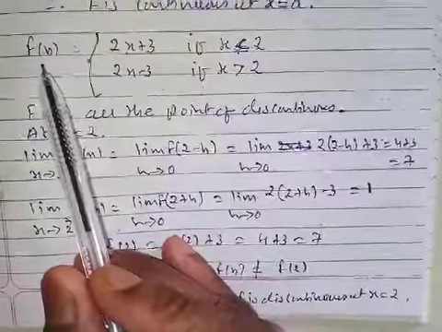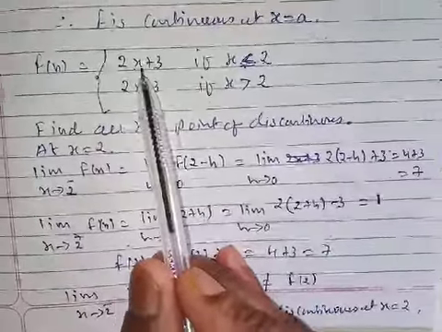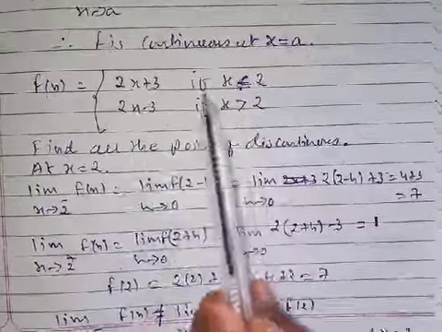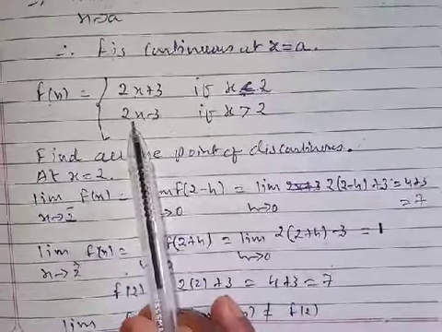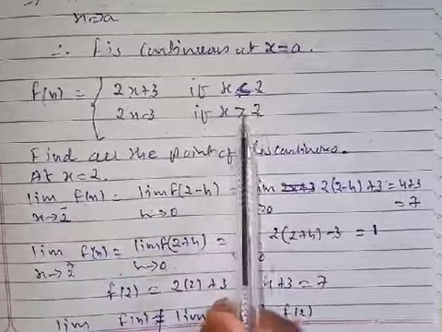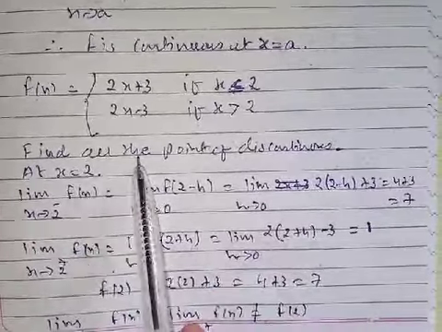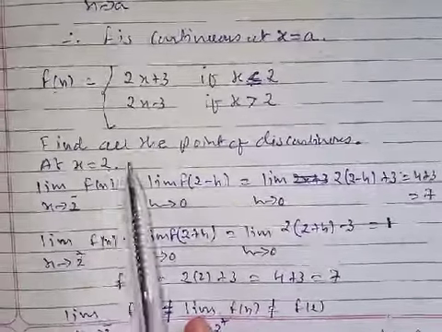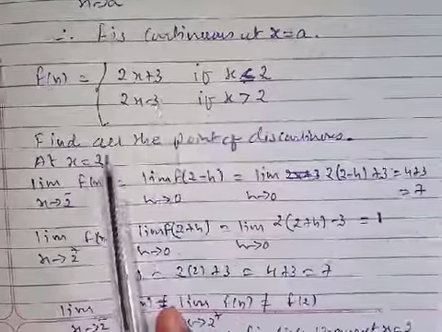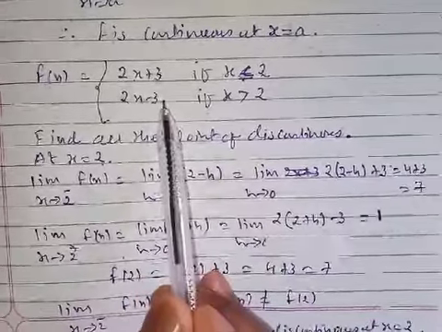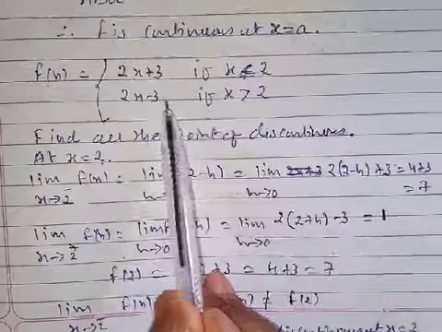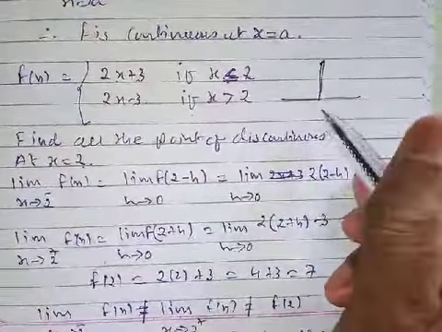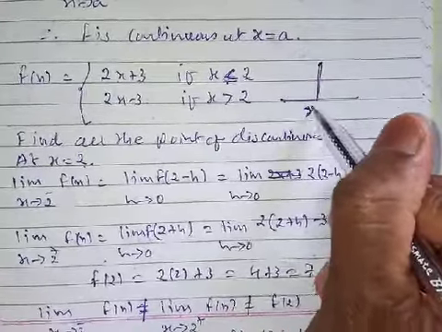See one more example. f of x is equal to 2x plus 1 if x is less than or equal to 2, and is equal to 2x minus 3 if x is greater than or equal to 2. Find all points of discontinuity at x equal to 2. According to the definition, we'll check. There are two limits, left hand side and right hand side at x equal to 2. We can draw the graph also like this, just for our understanding, where we are checking at x equal to 2.